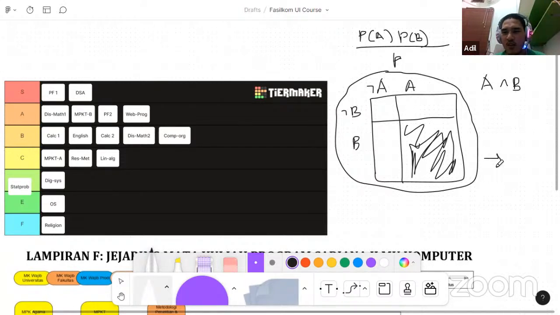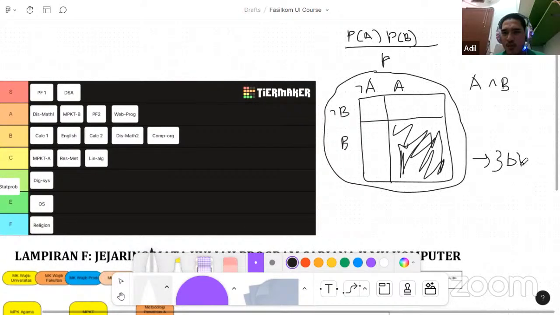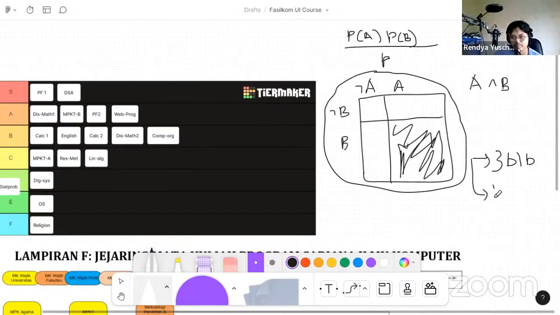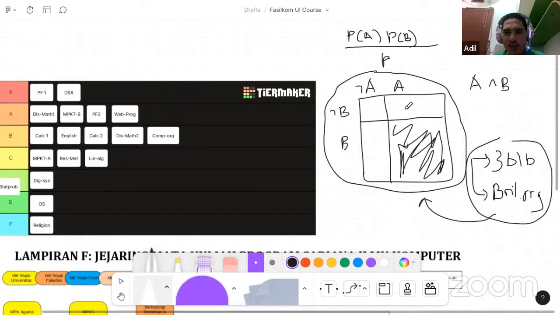The 3Blue1Brown YouTube channel or brilliant.org, or use this framework. Besides these two, nobody uses this framework.